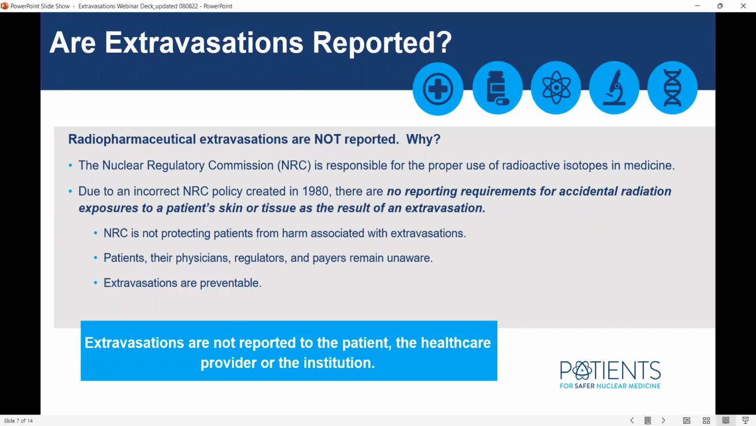So the Patients for Safer Nuclear Medicine Coalition submitted an information correction request asking the NRC to correct this wrong policy, because most extravasations can be prevented with proper training and tools. But this won't happen unless the NRC makes extravasations reportable medical events. As a coalition, we are not advocating for getting rid of nuclear medicine scans. We are advocating for making these scans safer and more transparent.